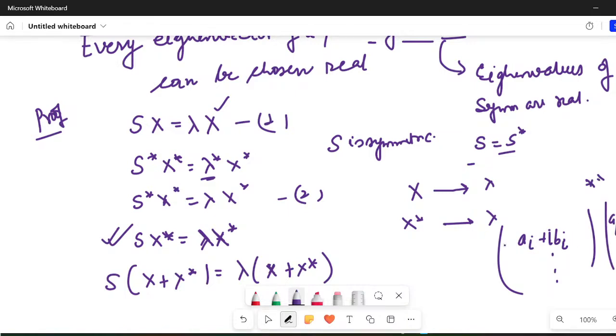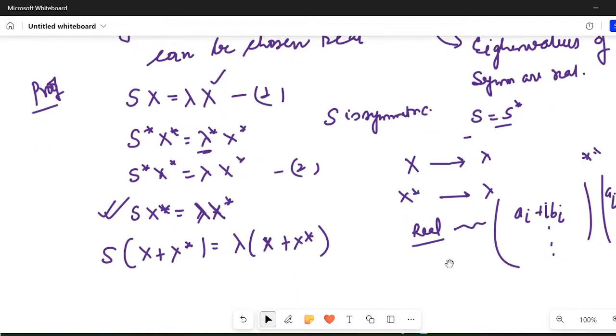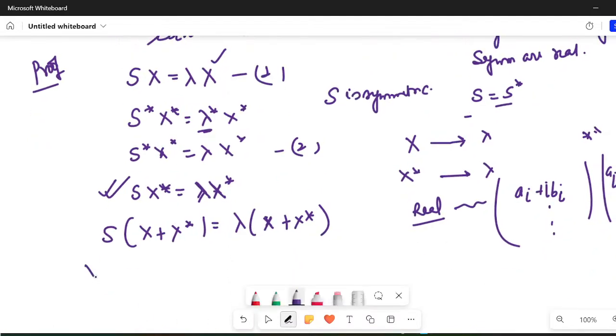And if you add them up, what will you get? You will get only real things. So since we know that x plus x* is real, what does it imply? That you have chosen an eigenvector, let's say this is y, which is completely real. So corresponding to a symmetric matrix, you can always choose an eigenvector which is completely real.